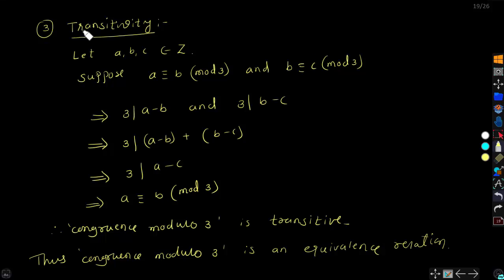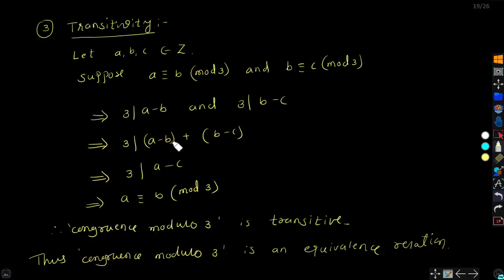Now we are going to check whether this congruence modulo 3 is transitive or not. For that, let a, b, c belong to Z be any 3 elements. Suppose a is congruent to b modulo 3 and b is congruent to c modulo 3. So by definition of congruence modulo 3, this implies 3 divides a minus b and 3 divides b minus c. This implies that 3 divides (a minus b) plus (b minus c). Why? Because we have already proved that if a divides b and a divides c, then a divides bx plus cy for any x and y. So 3 must divide the addition of these two integers.